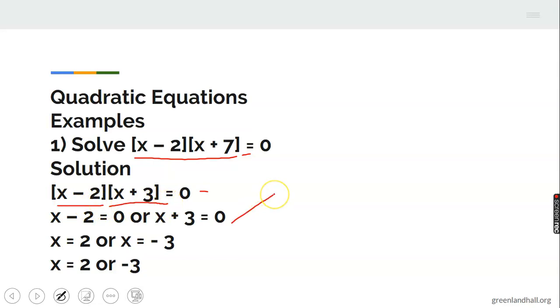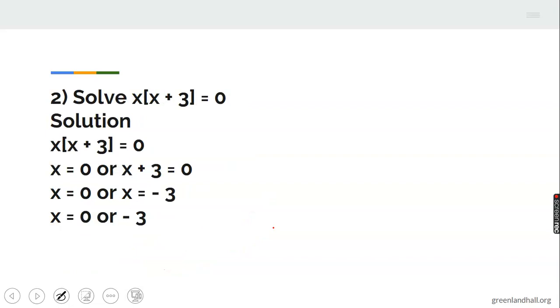You now have this. You make x the subject here, you have 2. You make x the subject here, you have minus 3. So x is equal to 2 or minus 3. Similarly here, it has been factorized. It's either x is 0 or x plus 3 is 0. x is already 0 here, the first solution. Making x the subject here, you have x equals minus 3. So the answer is either x is 0 or minus 3.